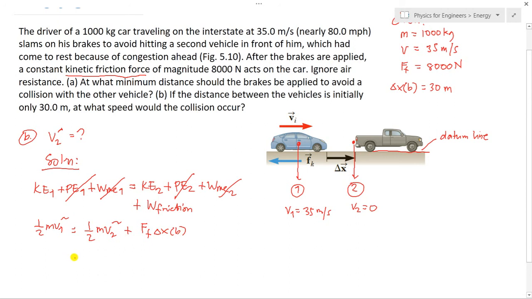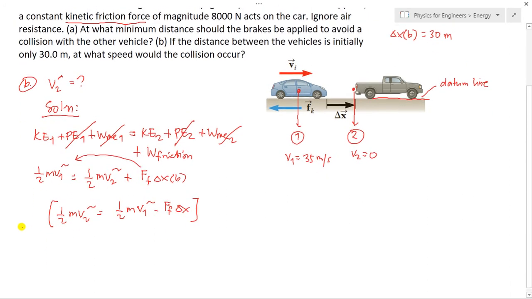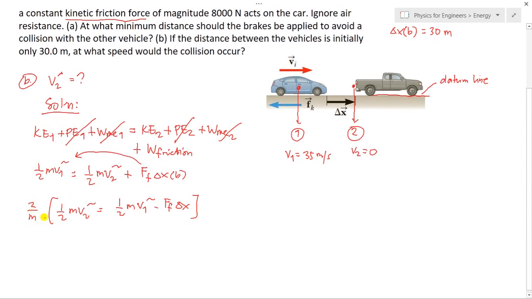that is delta x of B. And then since we're going to find the v2, so we can transpose this one on the other side. So we now have 1/2 mv2 squared is equals to 1/2 mv1 squared minus ff delta x. Now we can multiply both sides by 2/m, so that's v2 squared na mabilin. So we have v2 squared is equals to v1 squared minus 2ff delta x all over m.